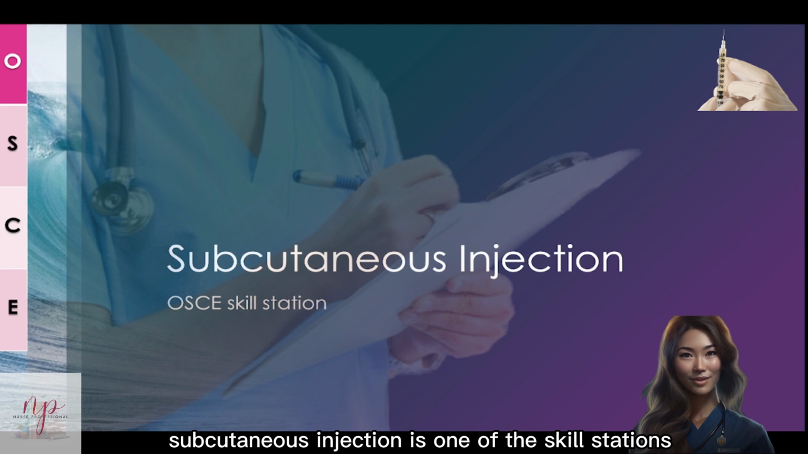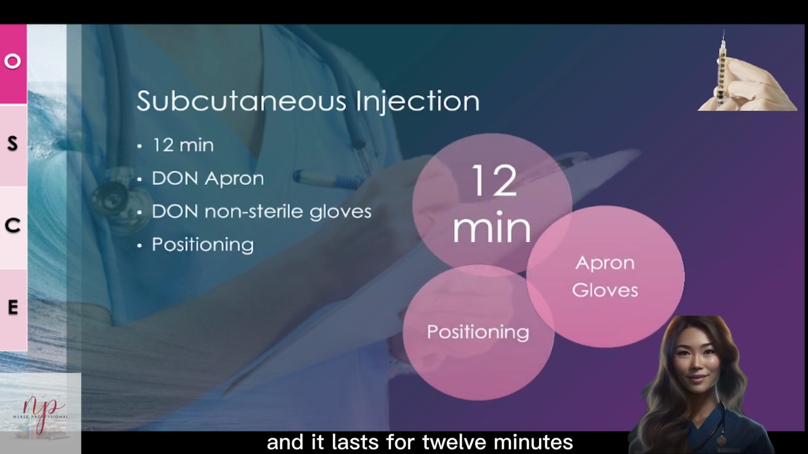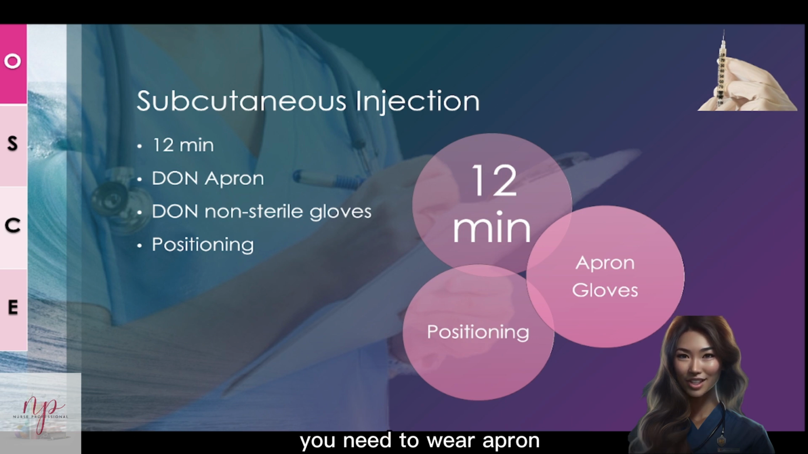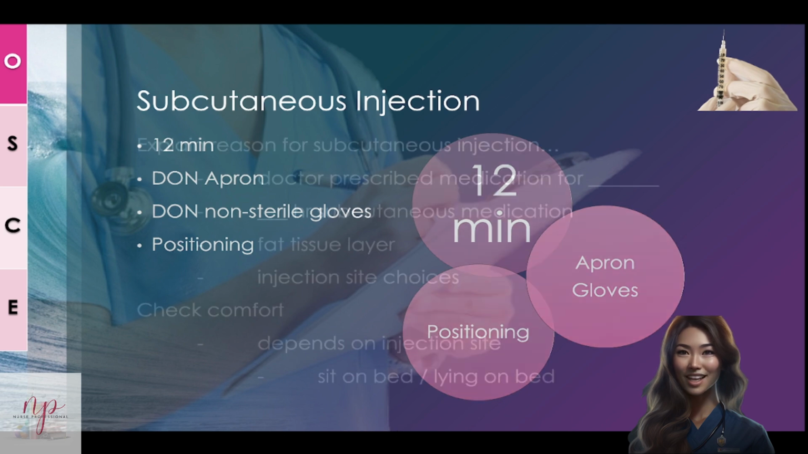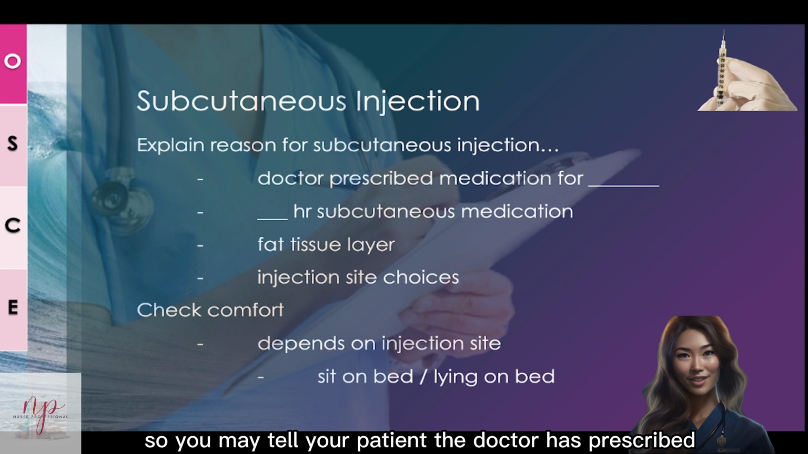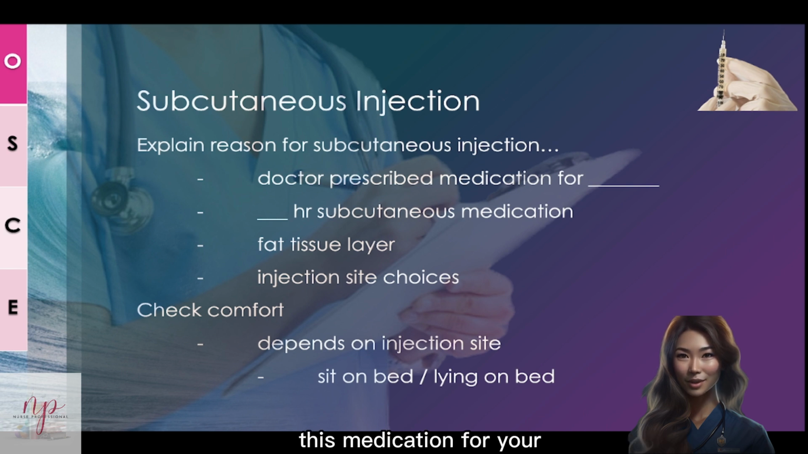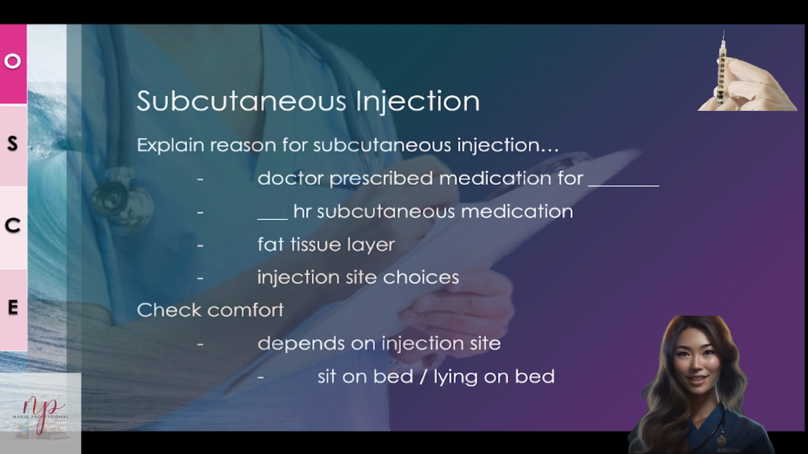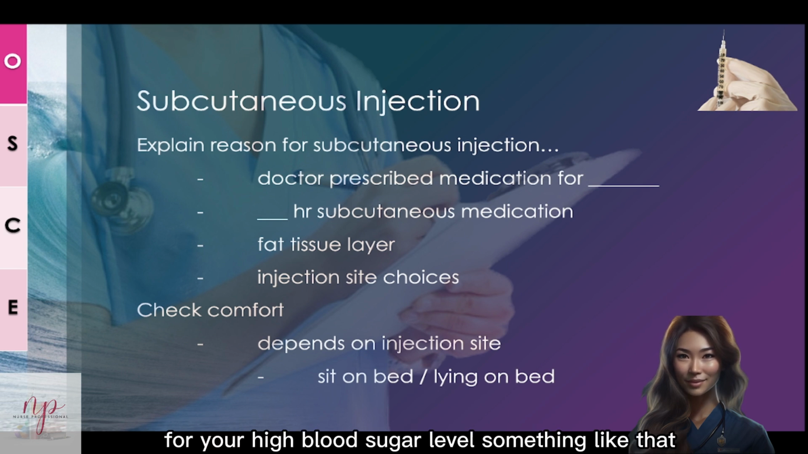Subcutaneous injection is one of the skill stations and it lasts for 12 minutes. And positioning is important. It depends on which area you are going to inject the subcutaneous medication. You need to wear an apron and a pair of non-sterile gloves. So you need to explain the reason for the subcutaneous injection. You may tell your patient, the doctor has prescribed this medication, for example, has prescribed insulin for your diabetes, for your high blood sugar level, something like that.